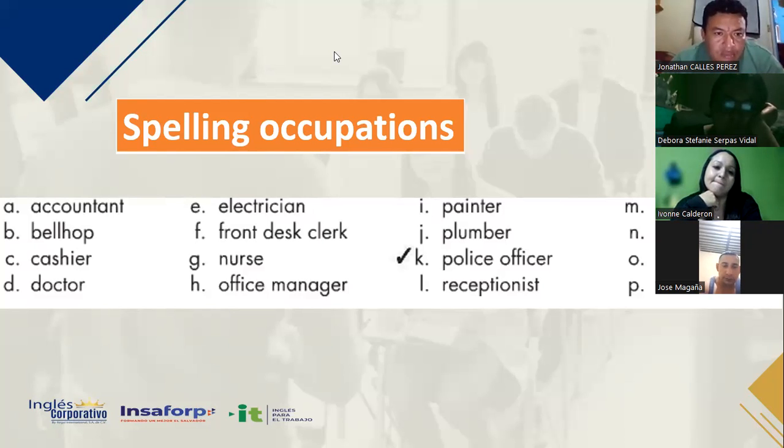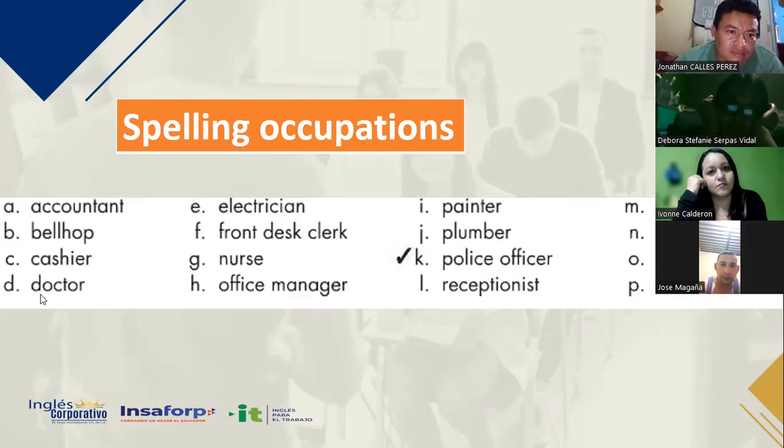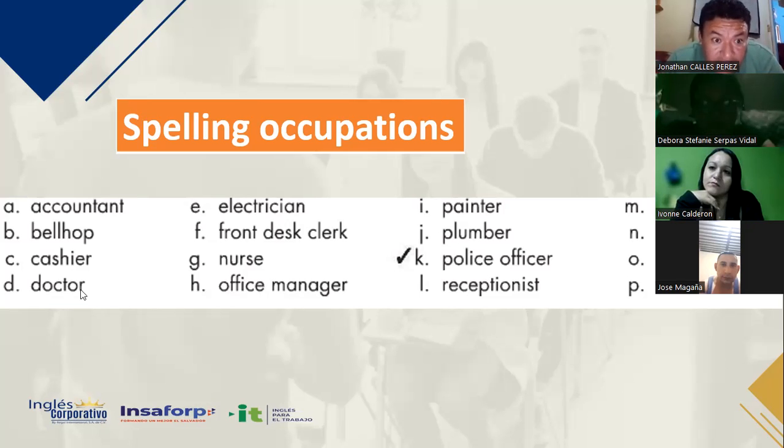See? Cashier, yes, this. Yes. H, I, E, E, R, R, R. Very good. C, A, S, H, I, E, R. Okay. Now, next one, please. Jonathan. Doctor. D, O, C, T, O, R. Very good.